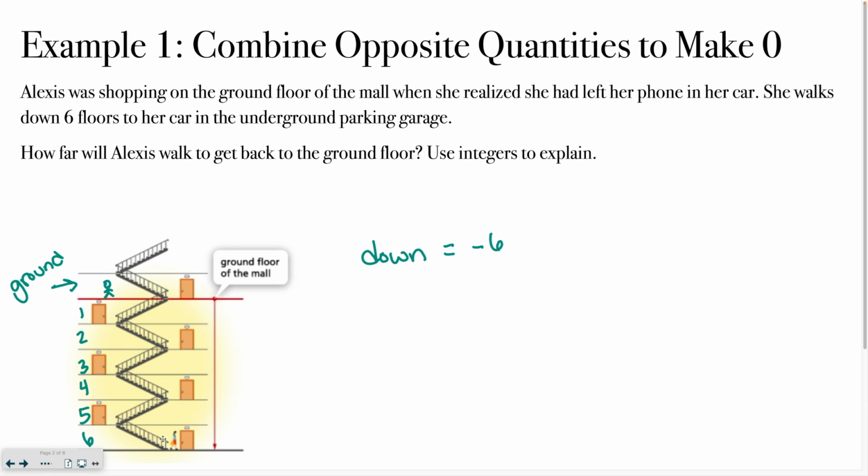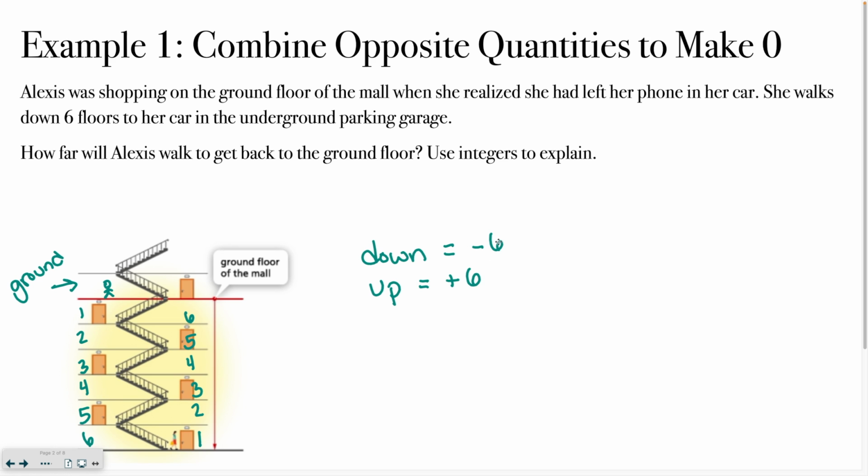Okay, then when she gets back, she has to go back up those same stairs. So she goes up 1, 2, 3, 4, 5, 6 floors in order to get all the way up to the ground floor. Or I should say 6 flights of stairs, right? So she goes up 6 flights of stairs, which we would represent with a +6.